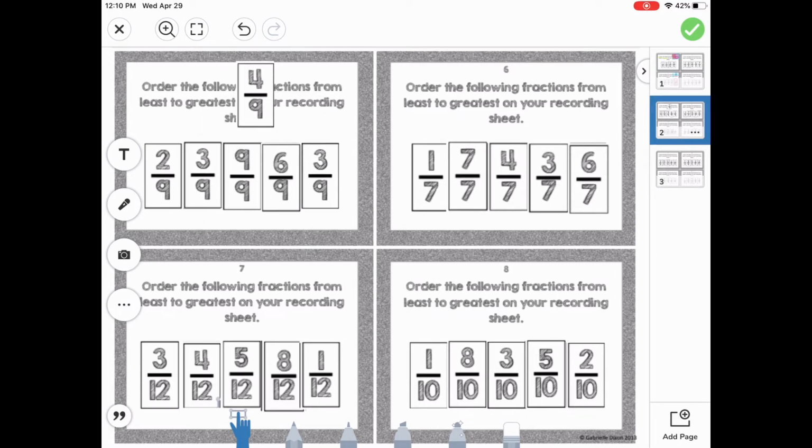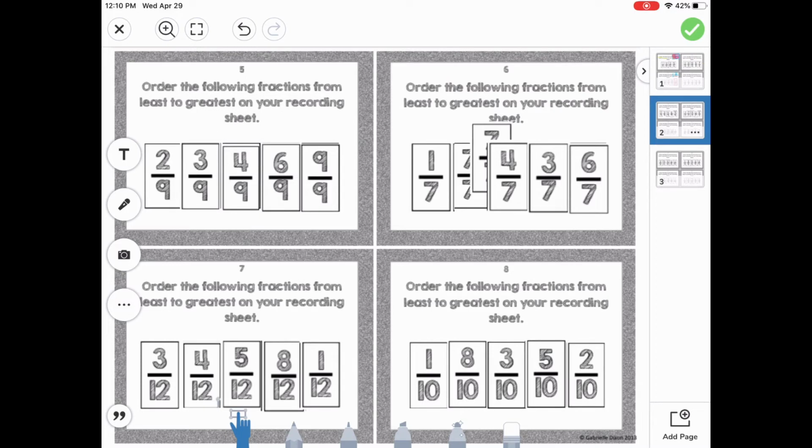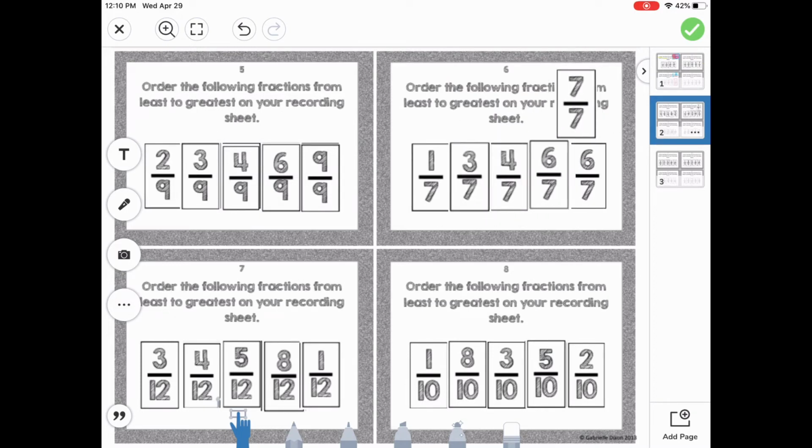Then I know 3/9 would be the next biggest, then 4/9 and 6/9. Now notice this isn't a full set of unit fractions. It's not like it goes 1/9, 2/9, 3/9, 4/9, 5/9. It's missing a few of them, but we can still order the ones that we have from least to greatest. Number 6 already starts with 1/7. Then I'm going to have 3/7, 4/7, 6/7, and 7/7.